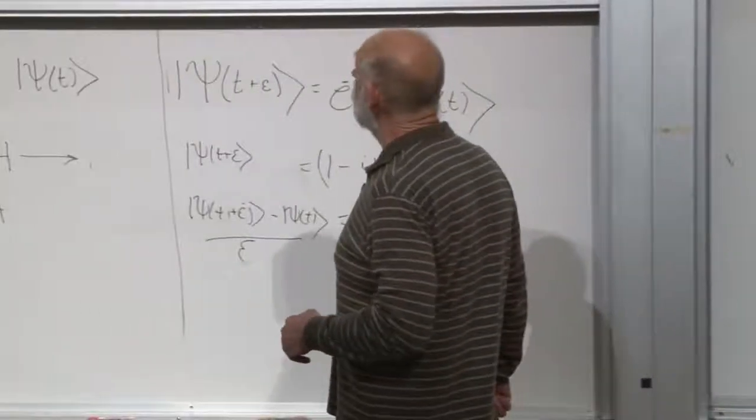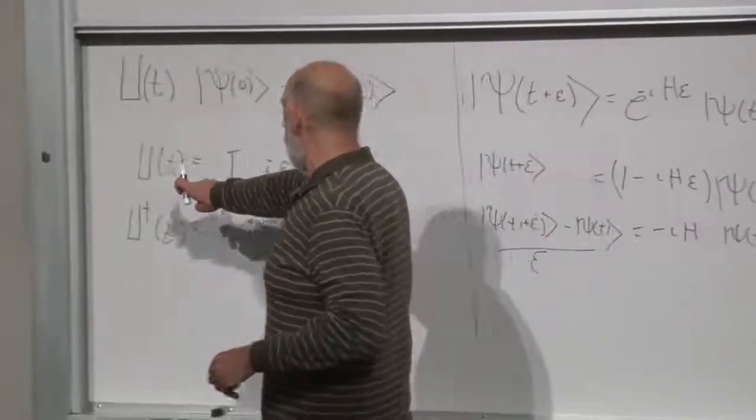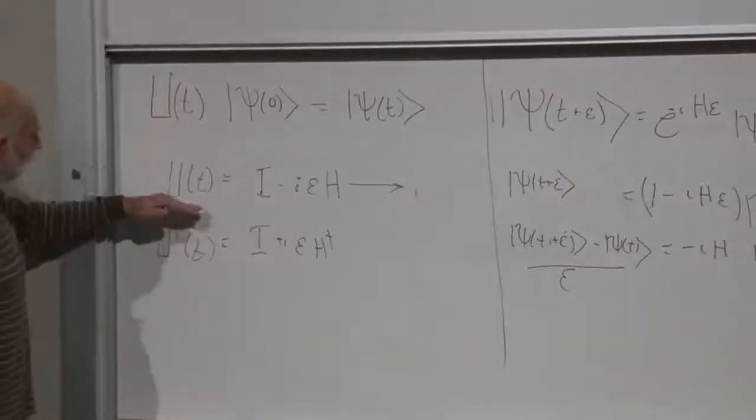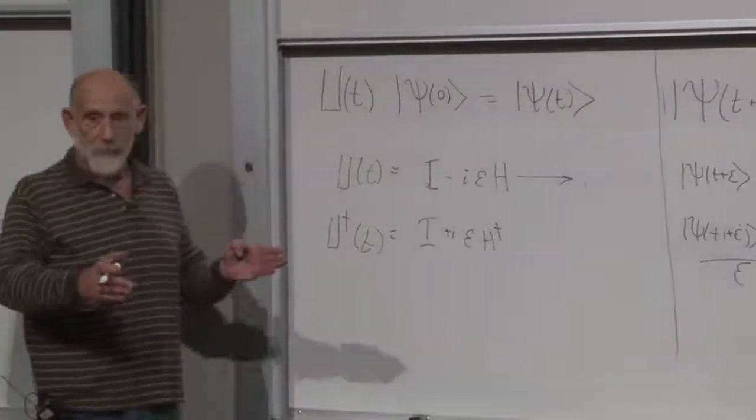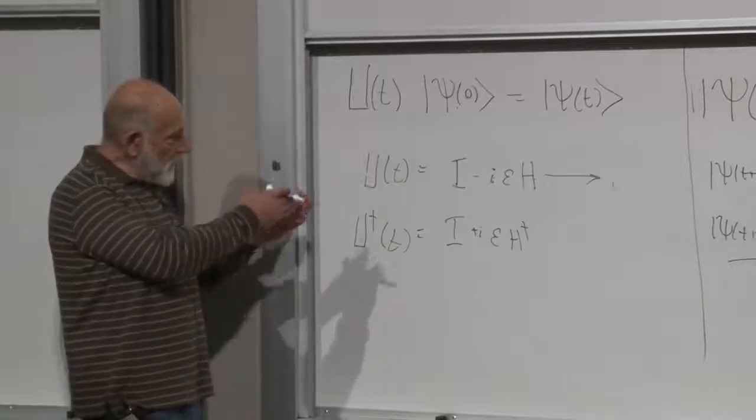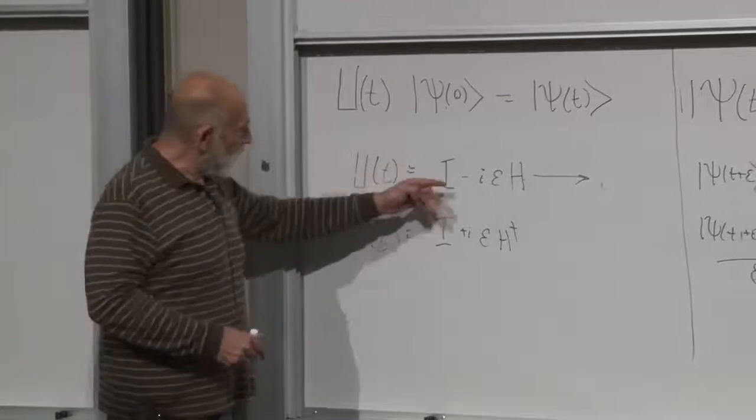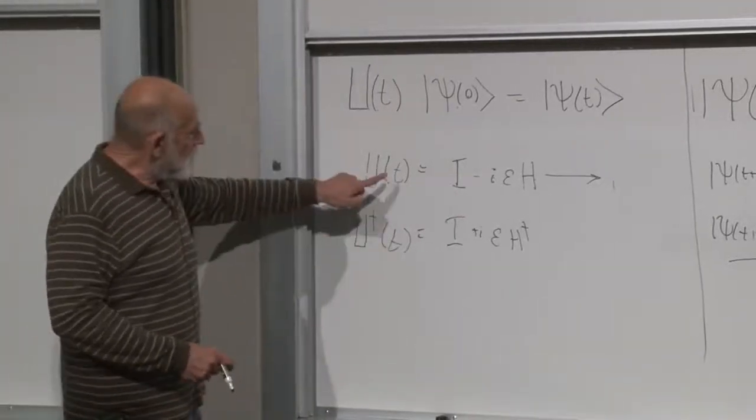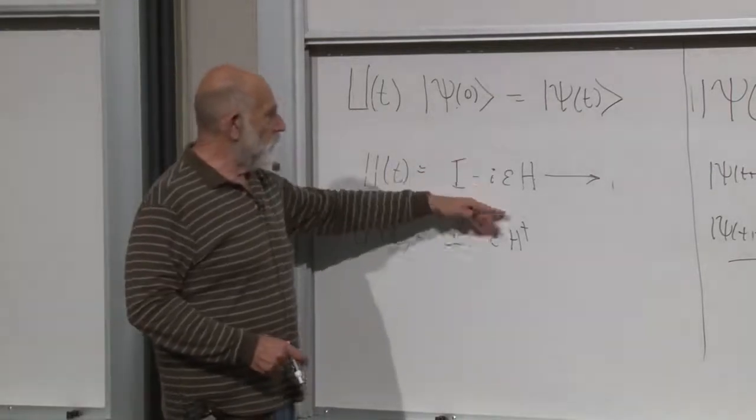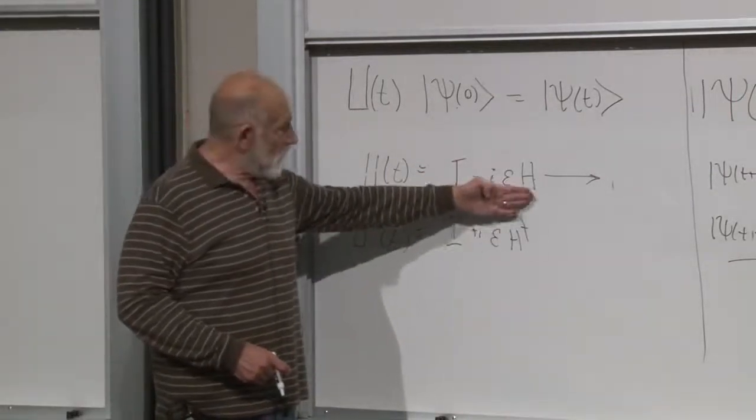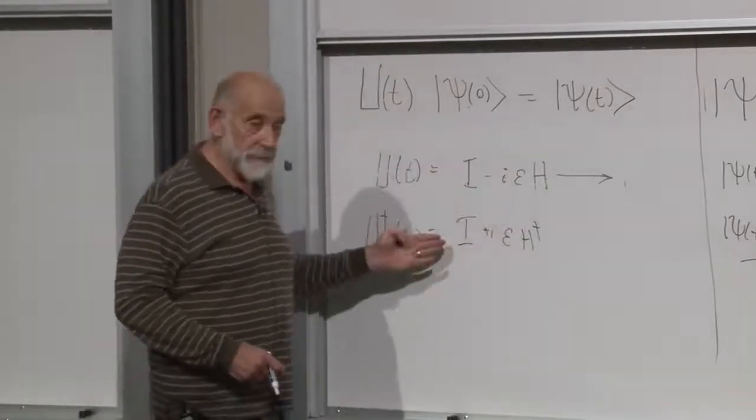We're going through basically the same manipulations that we went through over here. Time translation is a continuous thing. You can build up a time translation by 10 seconds by thinking of it as lots of little time translations by microseconds. Okay? And that led us to the conclusion that U's are related to Hermitian operators through this relationship here.